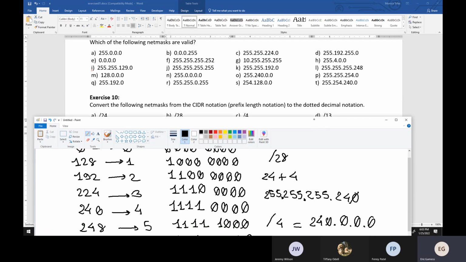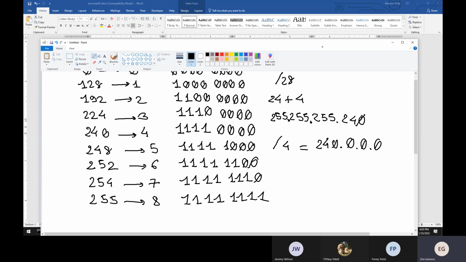Let's see another example before we leave. So /13. So 13 is what? It is 8 plus 5, isn't it? And 5 is what? 248. So it will be 255.248.0.0, isn't it? Which means that it has 13 ones inside. So 8 ones plus 5 ones, if you put it in binary. Okay?